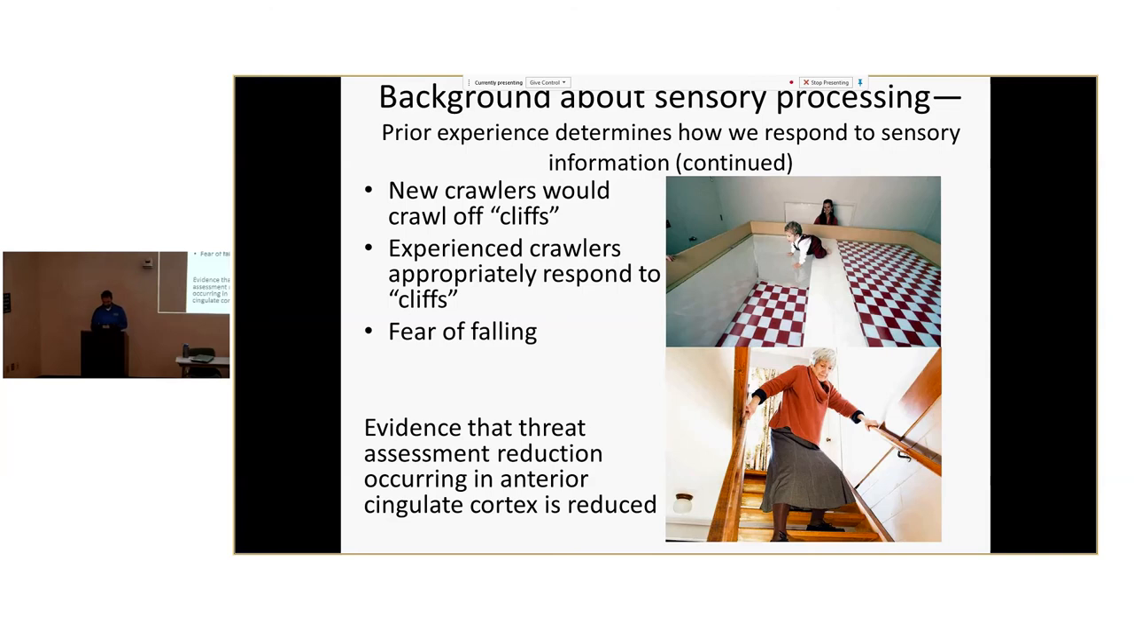A couple of other examples of how prior experience colors how we respond to information. If you look at the difference with a newborn crawler, this is what's called the visual cliff. There's plexiglass there, so they're not going to fall to the ground, but a newborn crawler will happily crawl to the edge and fall down if they could. But an experienced crawler will learn, and that won't happen to them.